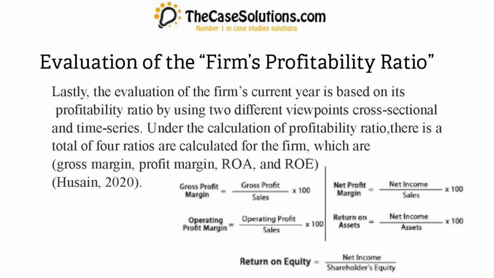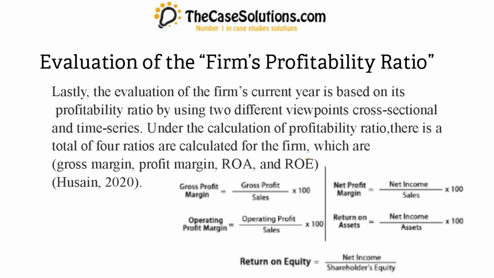Hey guys, this case is about the Budda-Bing Manufacturing Company current financial position analysis case study solution. Evaluation of the firm's profitability ratio. Lastly, the evaluation of the firm's current year is based on its profitability ratio by using two different viewpoints: cross-sectional and time series. Under the calculation of profitability ratio, a total of 4 ratios are calculated for the firm, which are gross margin, profit margin, ROA, and ROE.